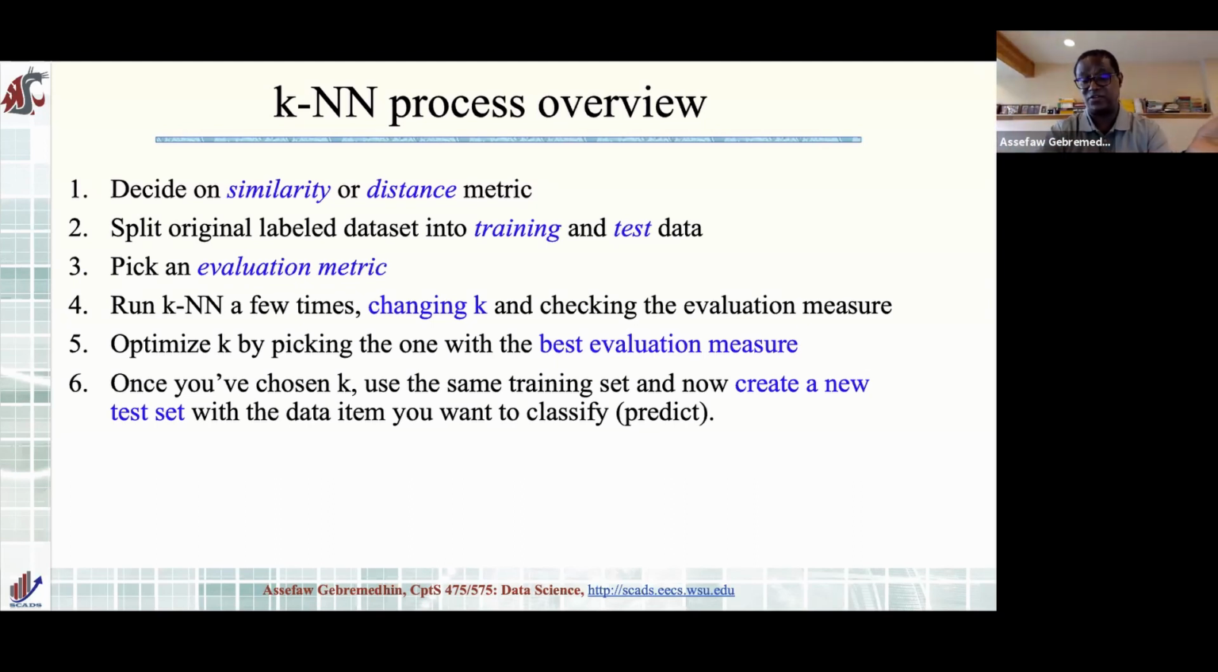And I've got different metrics. We'll see a good number of them today. And so based on that metric, I will say how well it has done. That's why the third step is needed.